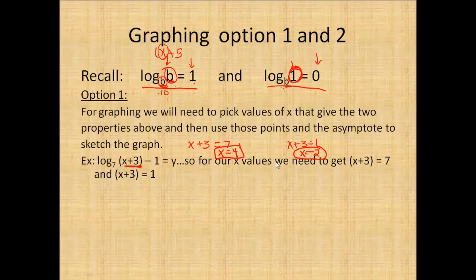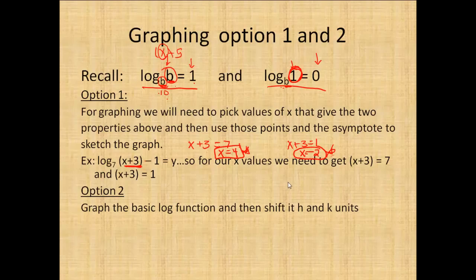Once I get my x values, I still have to plug them back in to figure out my corresponding y values, but this is one way to get good x values and good y values. Once I have those points, so I would get the x and then the y that goes with it, then I would sketch in my asymptote, which would be at -3, and use those to sketch my graph.